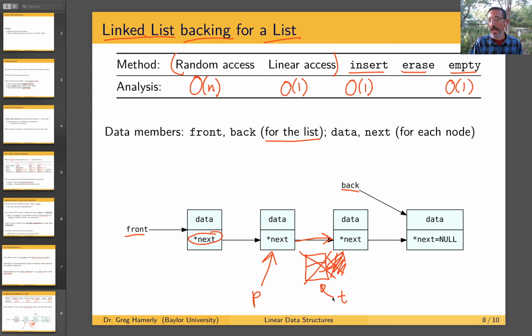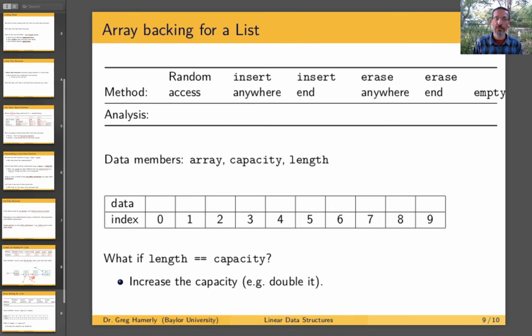So again, I just have a handful of steps that I have to do in order to erase a node, the one after the pointer here for P. So that's constant time, and that constant time doesn't change if the list is very long or very short. Okay, so we have random access cost order n, and all the rest of these cost order 1. So this is pretty fast unless we need to do random access. Now this is for linked list backing of a list.